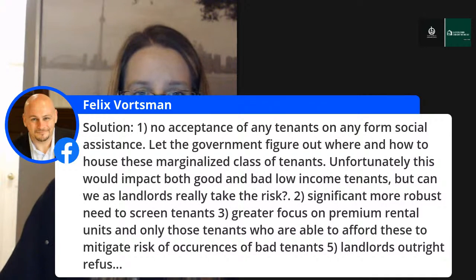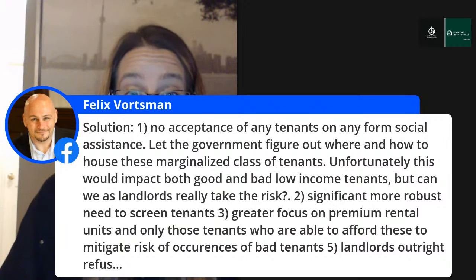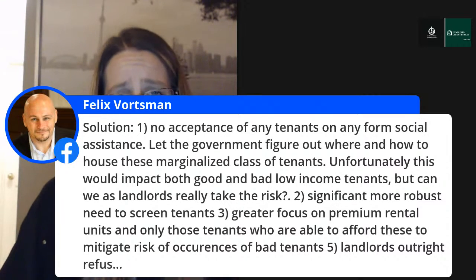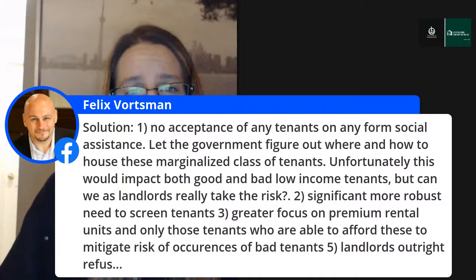It's great. Any tenants on social assistance, let the government figure out how to house them. Okay, man, that's a solution. It's going to get us in trouble if we come out publicly to say so.